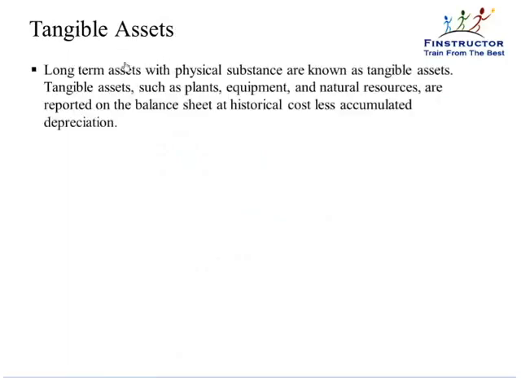Tangible assets, as the name suggests, are long-term assets with physical substance, that is, you can touch and feel them. The most common examples are plant and machinery, equipment, natural resources. Please note that generally speaking, all assets, current or long-term, are carried on the balance sheet at historical cost. Tangible assets, since they are long-term in nature, are also depreciated, and the net book value will be recorded as the historical cost minus the accumulated depreciation. We'll study depreciation and this concept more in detail when we study long-lived assets.